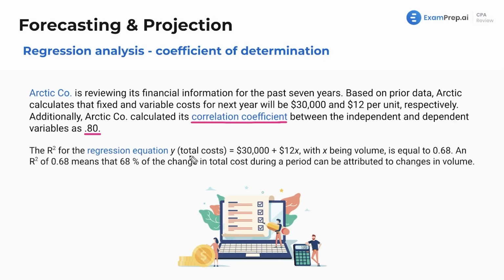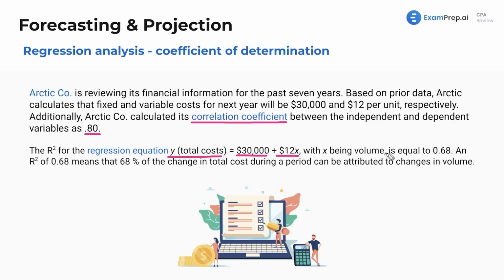So y is total cost equals 30,000 plus 12x. Well, you see, this makes sense, right? What's the total cost of your operations? Well, total costs equal fixed plus variable. And then variable, obviously, varies on x, which is the volume, how many units you're making, $12 per unit.